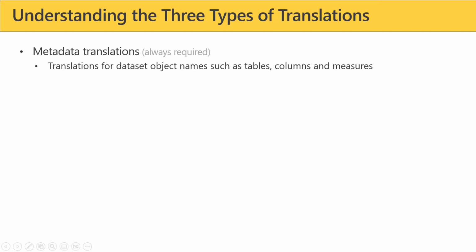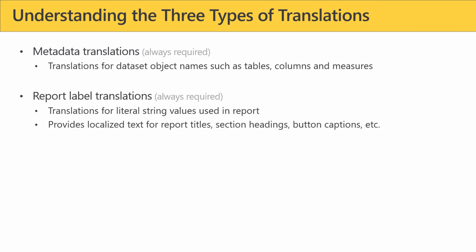First, there are going to be metadata translations, and for any project, you're going to be required to create these. And basically, they're the translation for the dataset object names, for tables, columns, and measures. Now, also, there are report label translations, which are always going to be required. So any type of literal text value that is displayed on the report that is not a dataset object such as a table or column, is going to fall into this category. So what we need is to provide localized text for things like report titles, section headings, button captions.